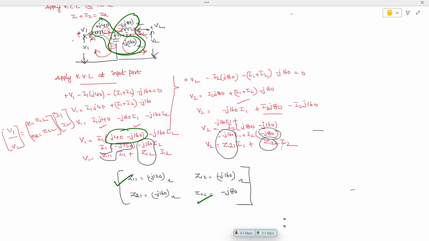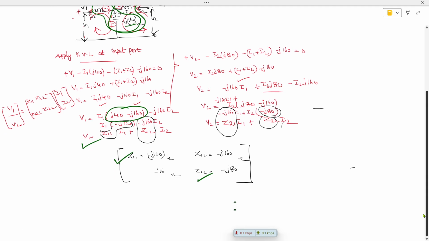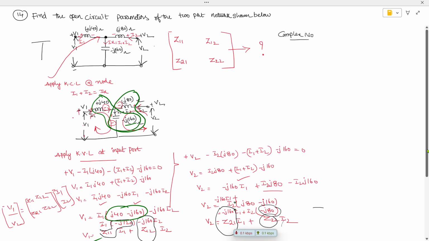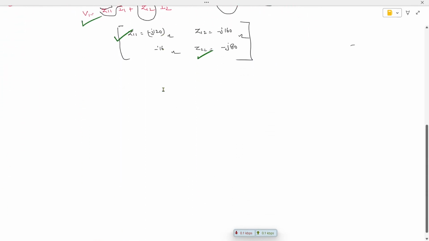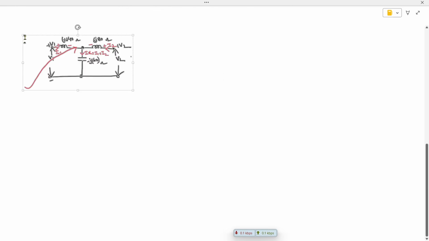So the half diagonal elements are the same, minus j160. This is how to solve a problem professionally, without solving by KVL methods or directly expressing in standard format, if you have become more expert. So now let us try to solve it by one more method. I'm going to apply the methodologies. This is method 1, and now this is method 2.